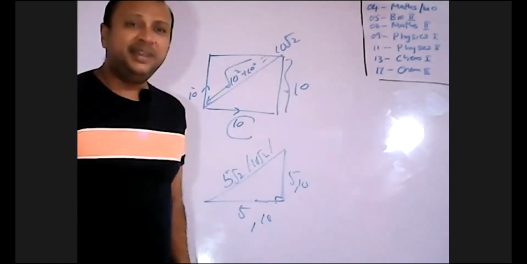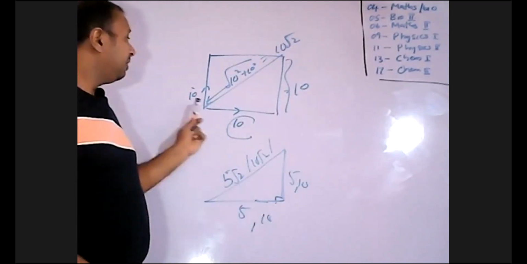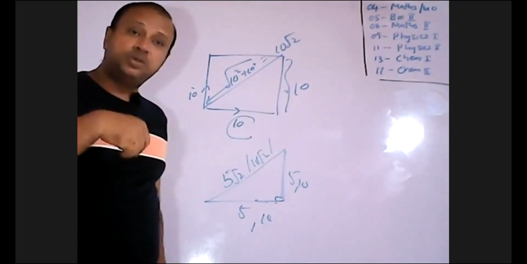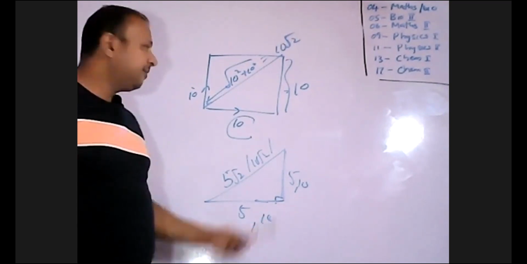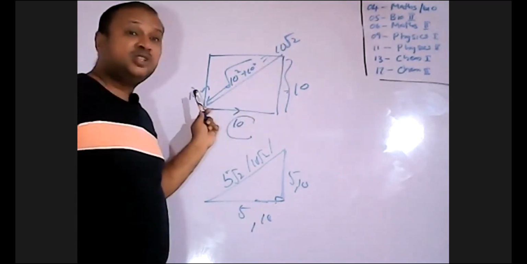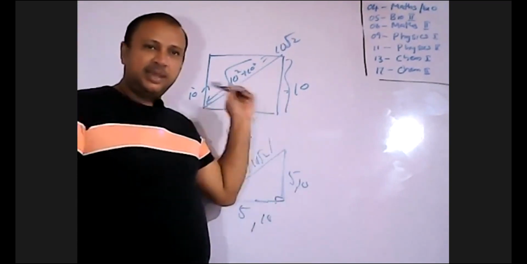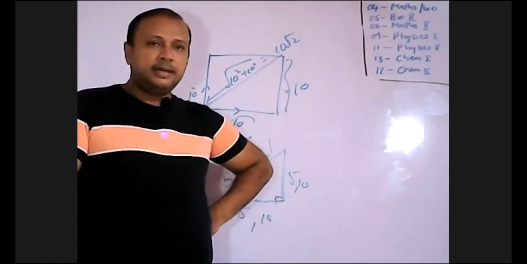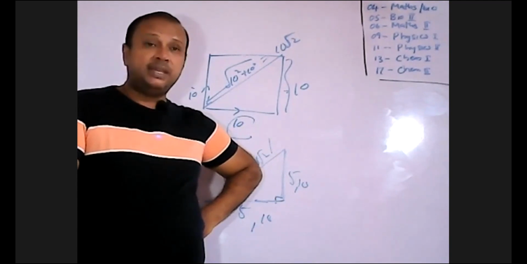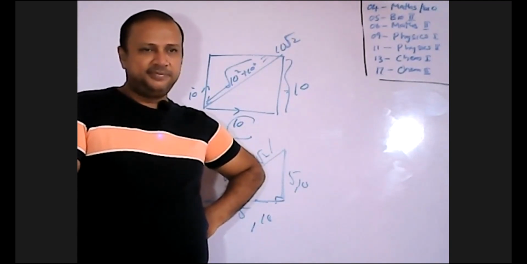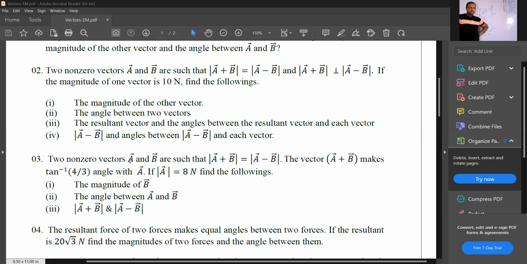But it is given the resultant force is 10 times root 3, not root 2. Therefore, the diagonal is not equal to 10 times root 2. So that should not be a square, that should be a rhombus. You see?